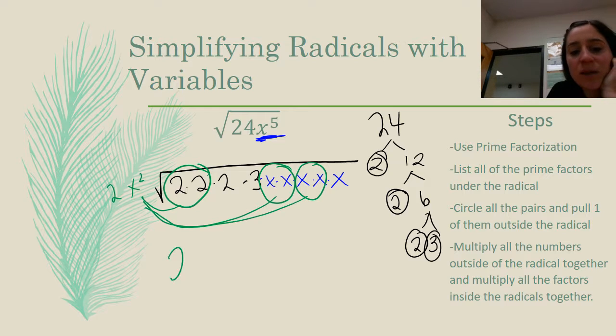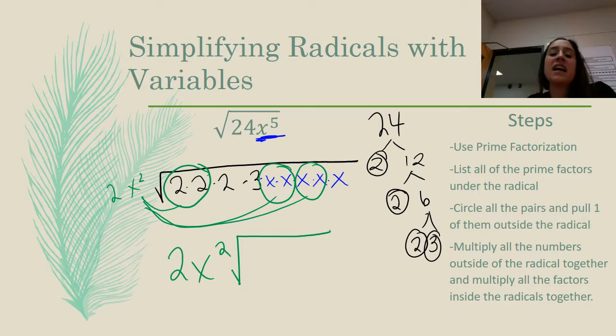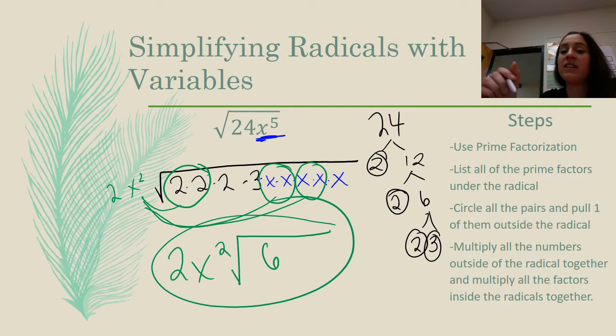Which is going to leave me with 2x squared radical. Well, what's left inside my radical? Well, there's a 2 and a 3, and 2 times 3 is 6. So that's my final answer. Come and see me if you need help.